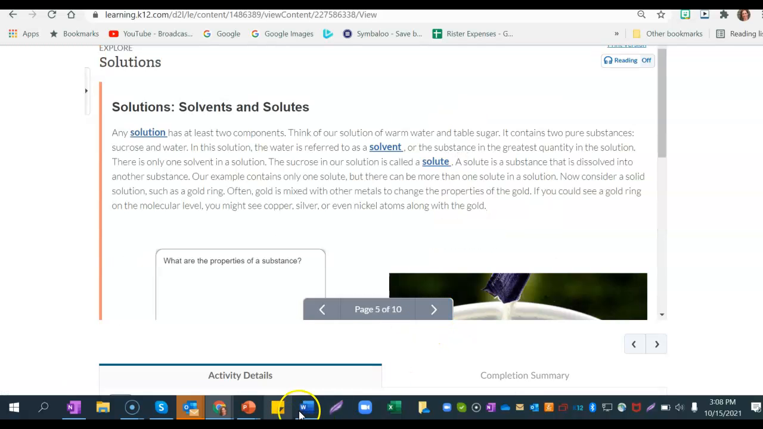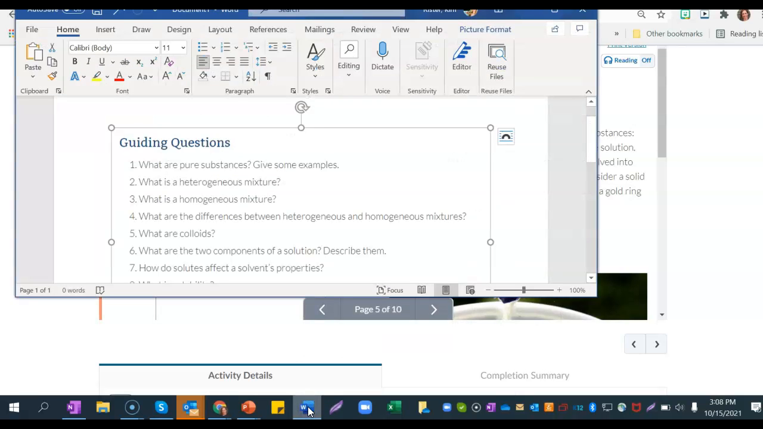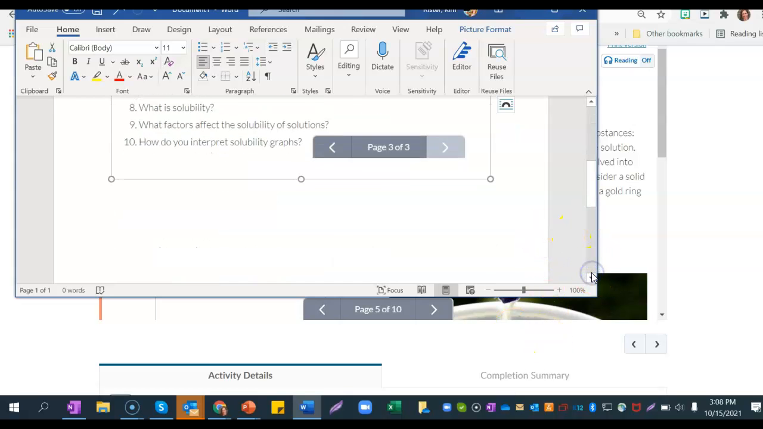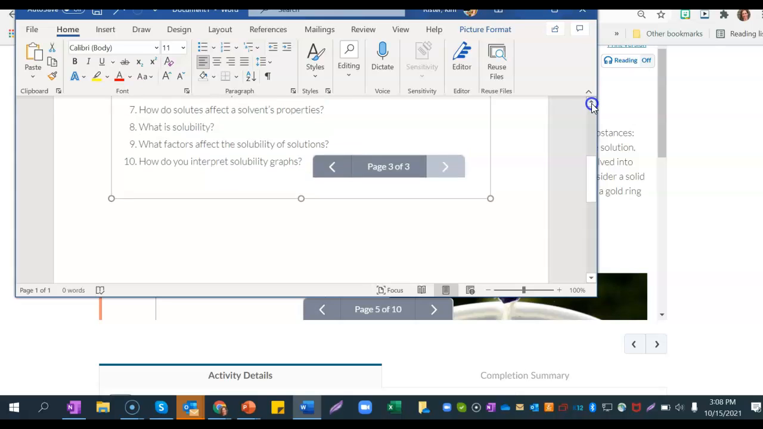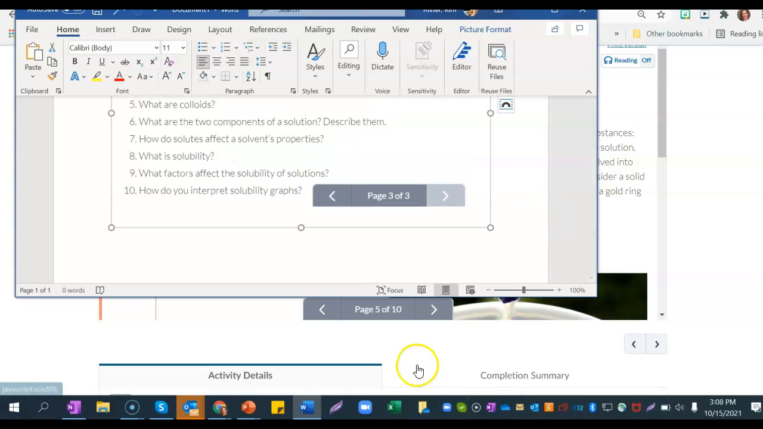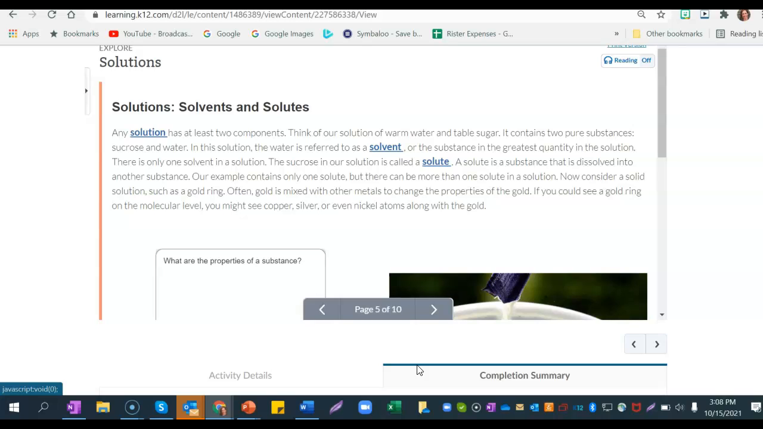Okay, so going on, we got the definition of colloid, number 5. And now we're looking at the two components of a solution, and we're going to describe that. So that is number 6. So in a solution, any solution has at least two components. Think of our solution of warm water and table sugar. It contains two pure substances, sucrose and water. And in this solution, the water is referred to as a solvent.